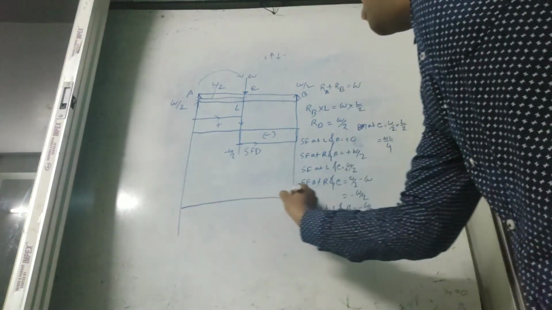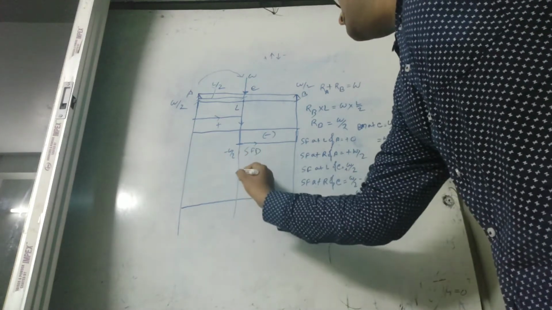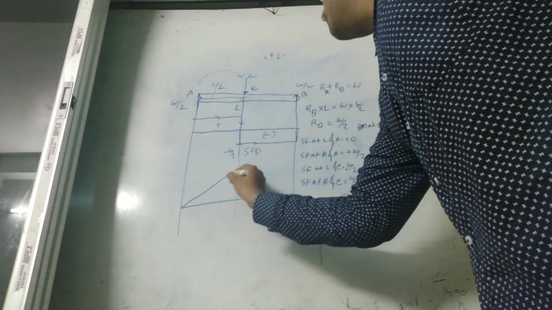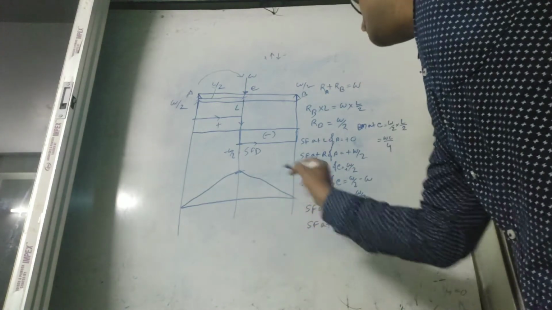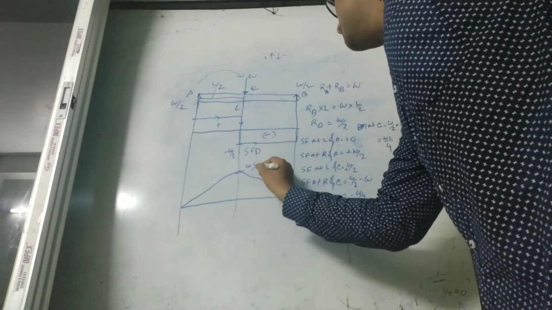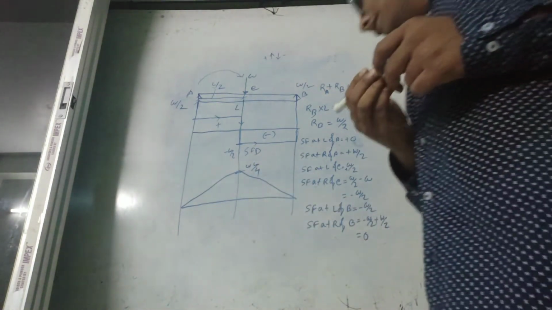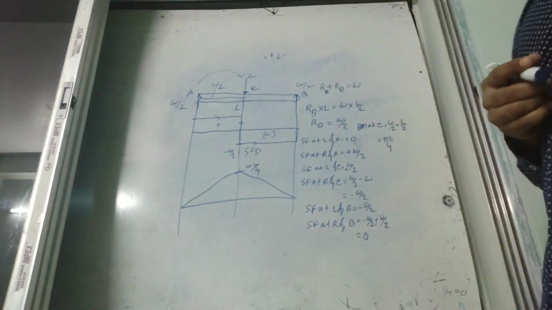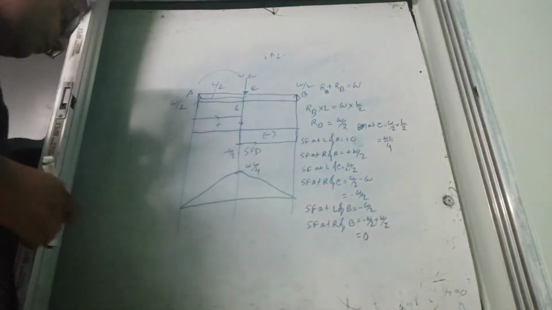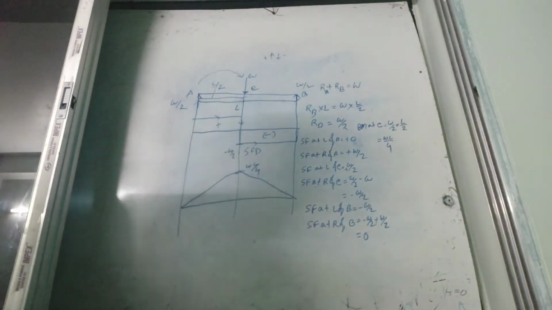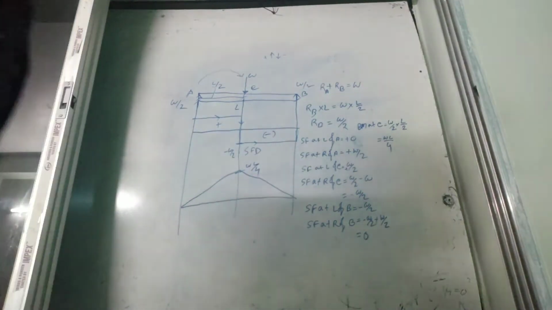And in the case of a point load, the diagram is a straight line up to WL by 4. WL by 4 is our bending moment. Okay, easy math I think. WL by 4. So now we will go for the mathematical solution.